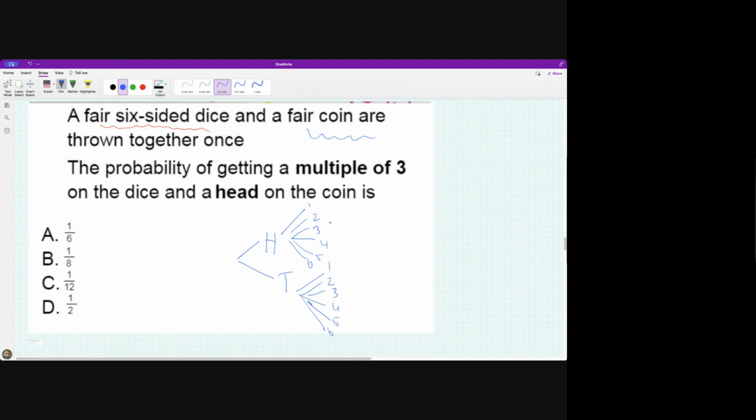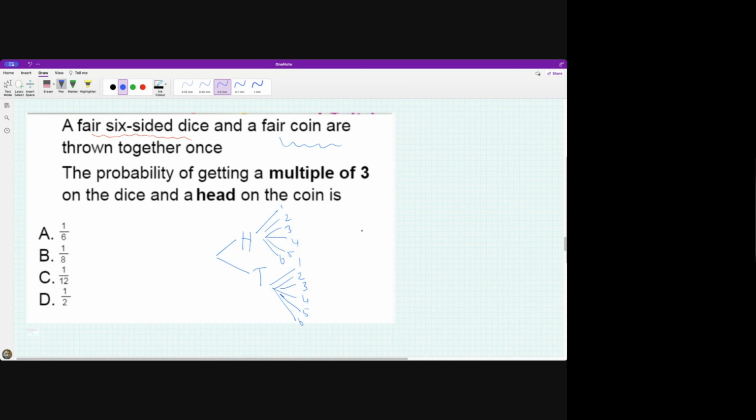Now, if I look at the question, it says, what is the probability of getting heads and a multiple of 3? So I have to be in this part of the tree. I also need to ask myself, how many, maybe we can help each other. How many possible outcomes are there for this uncertain event?